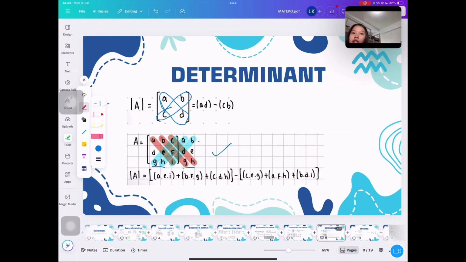And then we start with the main diagonals going from the top left to the bottom right, and then we calculate three products: A times E times I, and then B times F times G, and C times D times H. We add these three products. These are shown by the red lines in the image.